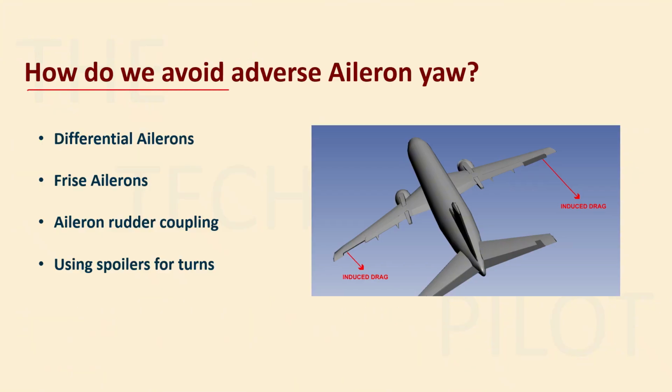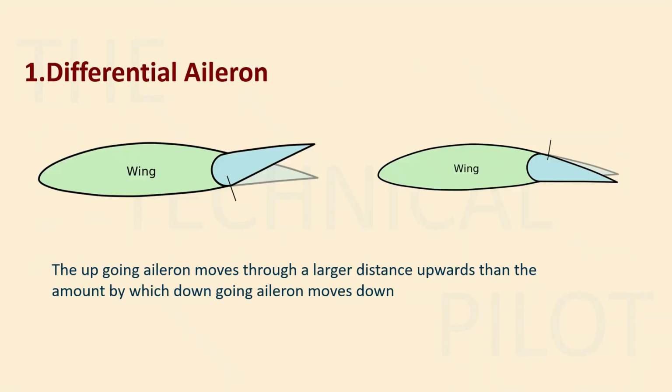So how do we avoid adverse aileron yaw? We have four methods of avoiding adverse aileron yaw. We have differential aileron, then Frise aileron, then aileron rudder coupling, and then using spoilers for turns. So we'll see one by one what these are and how they avoid adverse aileron yaw. First is differential aileron. What are differential ailerons?